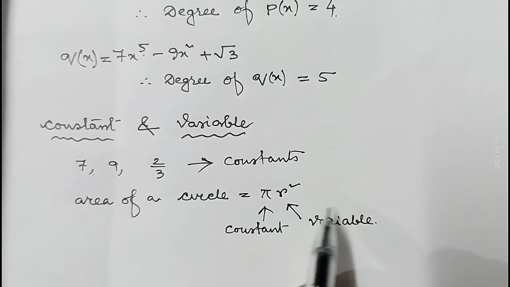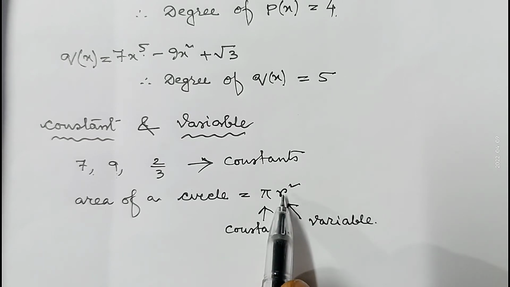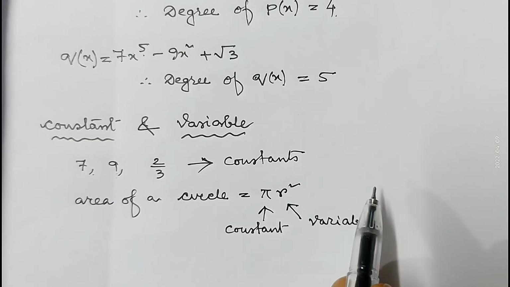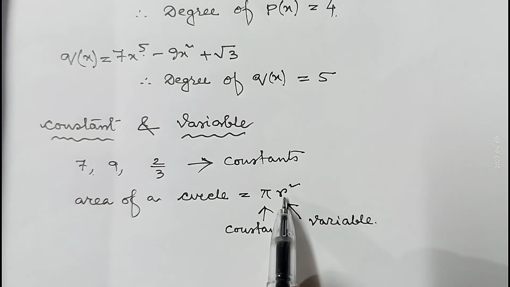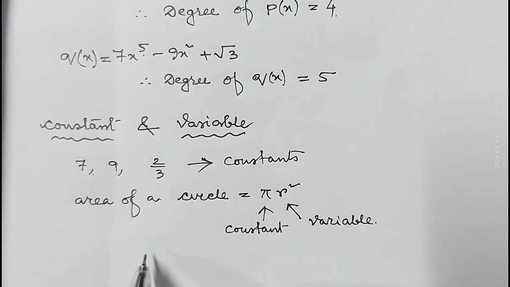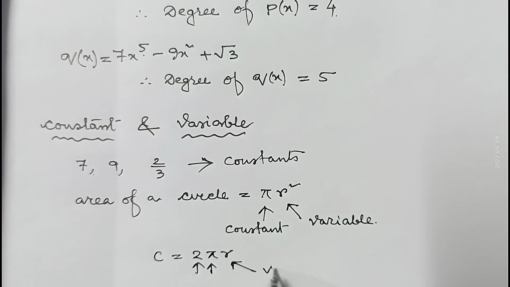If radius of a circle is 1 centimeter, then r will be 1. If radius of a circle is 2 centimeter, then r will be 2. If it is 5, then r will be 5. That means in different situations, r will have different values. That's why it is called variable. But in all the situations, value of pi is same. That's why it is called constant. In case of circumference of a circle, we can write 2 pi r. Here, this 2 is constant, pi is constant, and this r is the variable.